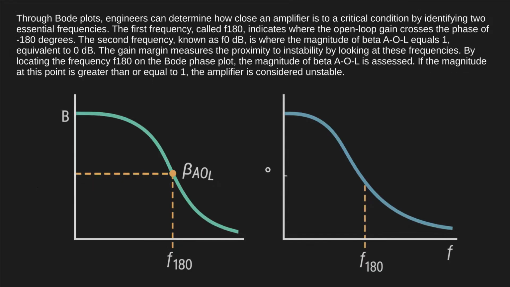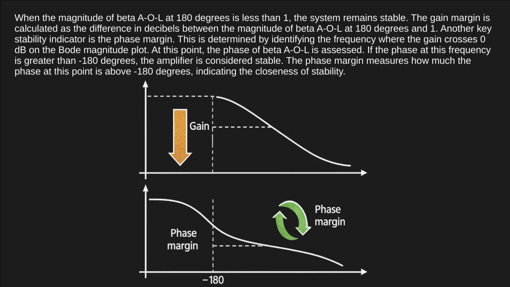Through Bode plots, engineers can determine how close an amplifier is to a critical condition by identifying two essential frequencies. The first frequency, called F180, indicates where the open loop gain crosses the phase of 180 degrees. The second frequency, known as F0 dB, is where the magnitude of beta A OL equals 1, equivalent to 0 dB. The gain margin measures the proximity to instability by looking at these frequencies. By locating the frequency F180 on the Bode phase plot, the magnitude of beta A OL is assessed. If the magnitude at this point is greater than or equal to 1, the amplifier is considered unstable. When the magnitude of beta A OL at 180 degrees is less than 1, the system remains stable.